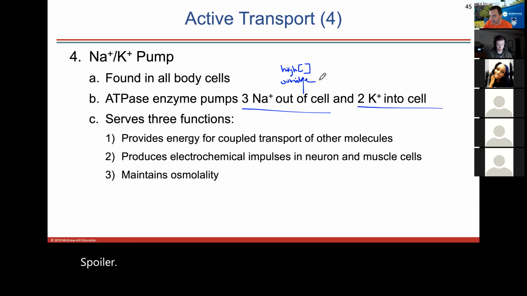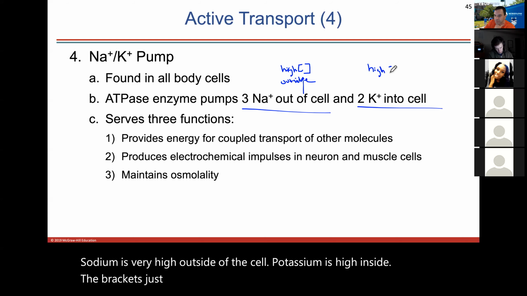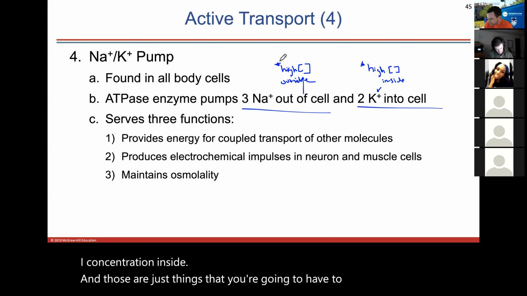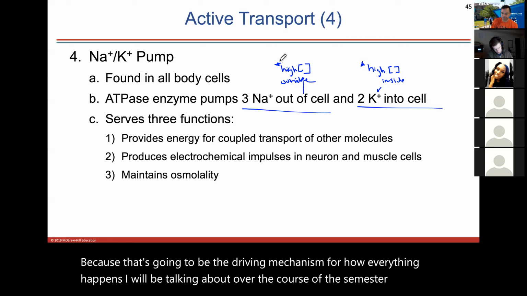Sodium is very high outside of the cell. Potassium is high inside. The brackets just mean concentration. High concentration inside. Those are just things that you're going to have to remember, because that's going to be the driving mechanism for how everything happens that we'll be talking about over the course of the semester here. All right.